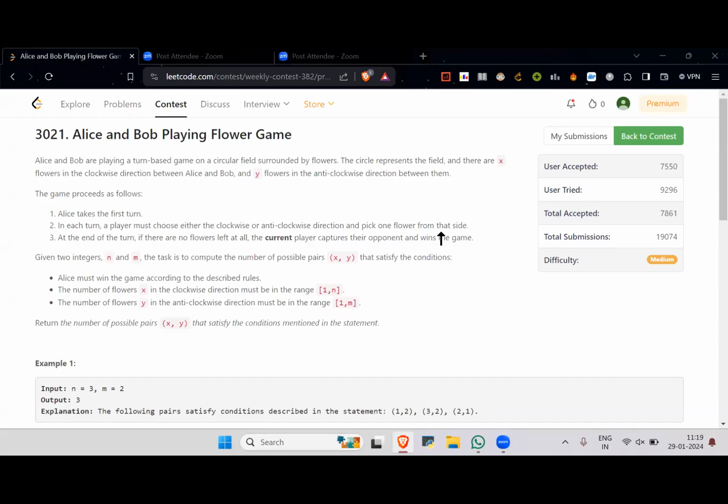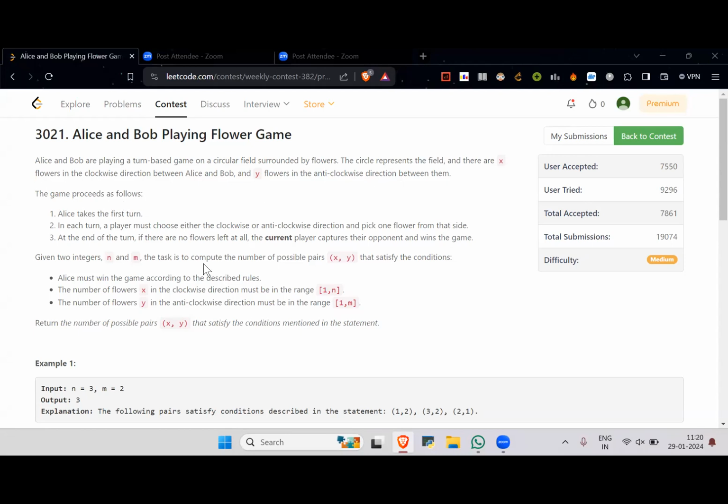So the next question of LeetCode Weekly 382 is Alice and Bob Playing Flower Game. In this question, Alice and Bob are both playing a turn-based game, and they are in a circular field surrounded by flowers. In the field, there are x flowers in the clockwise direction between Alice and Bob, and y flowers in the anti-clockwise direction between them.